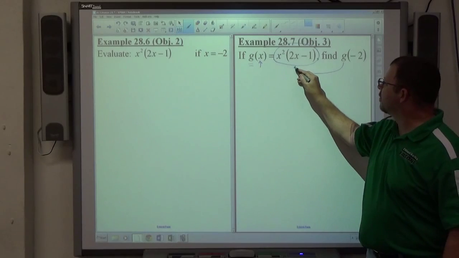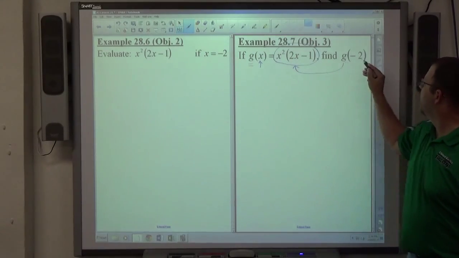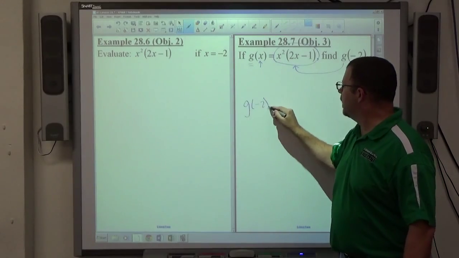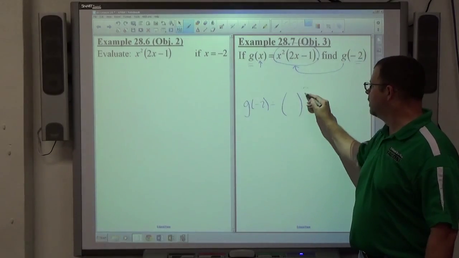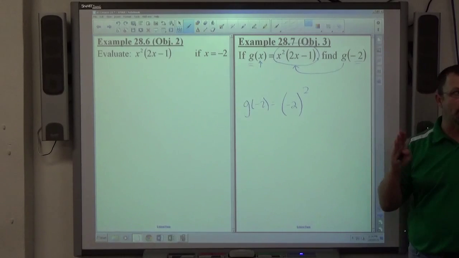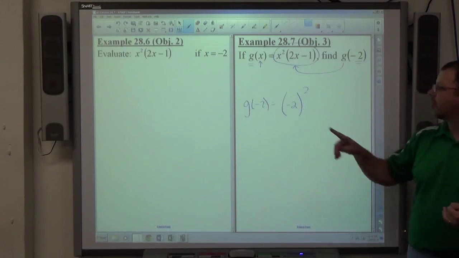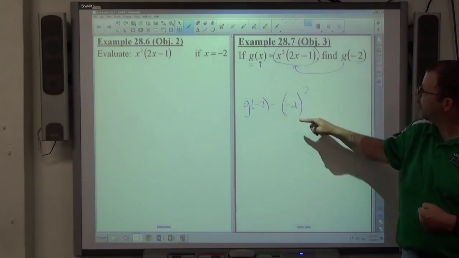G tells me to go to this function, because that's what function g is, and change x to a negative 2. So, g of negative 2 equals, x is being squared, so negative 2 is being squared. Be careful, just like regular evaluation problems, if a letter is being raised to a power, sign and number are both being raised to that power. So make sure you put parentheses around that when you substitute in.